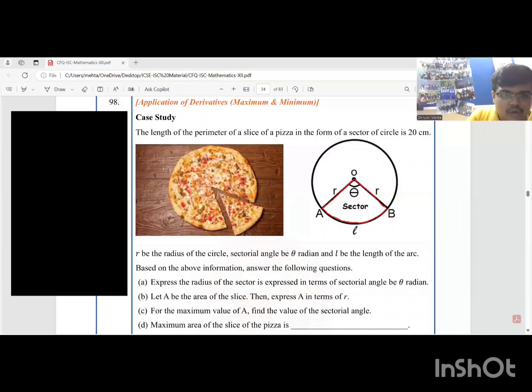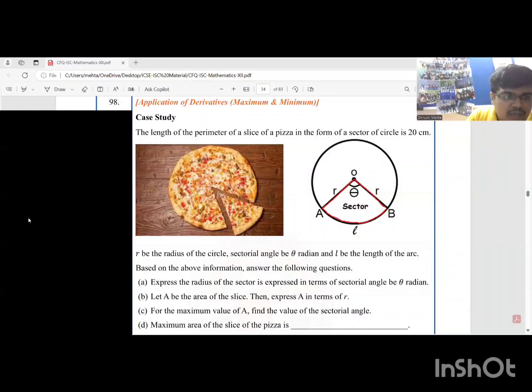Now, when we say length or the perimeter of this pizza slice, it consists of the two radii and the length of the arc. The two radii will be 2r, plus the length of arc is r theta, where theta is in radians. We'll take r theta because in the question also they have mentioned theta is in radians. And this is 20, students. You read the first subpart: express the radius in terms of theta. I'll take radius common, so this is r into theta plus 2, equal to 20. And we get r is equal to 20 upon theta plus 2, where theta is in radian.